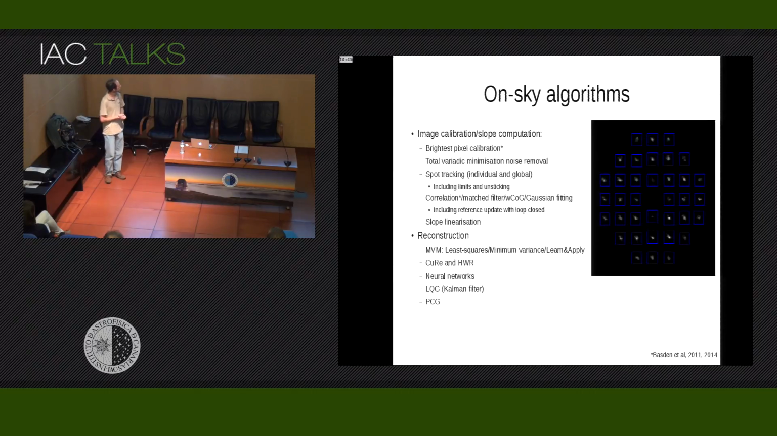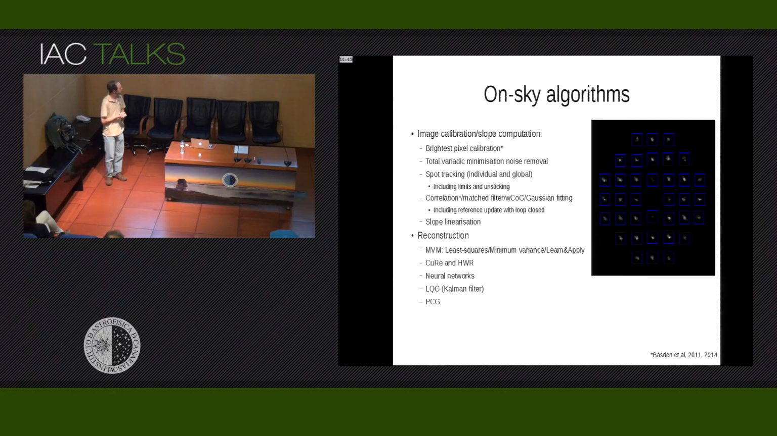So we've used a number of different algorithms on sky. I think it's probably fair to say that CANARY is the world's most advanced AO system. It certainly has the most wavefront sensors and has tested the most different algorithms on sky. For example, we have a brightest pixel calibration, where in each subaperture you look at the pixels and say, all right, I'm only interested in, say, the brightest 20 of those, and the rest I'm going to say are noise. So then we are able to calibrate our system based on just the 20 brightest pixels in each subaperture.